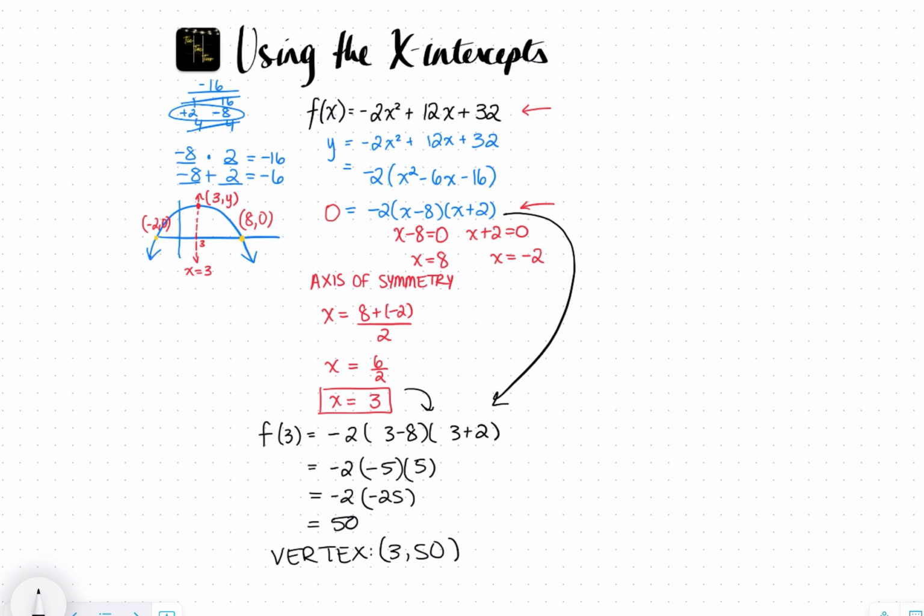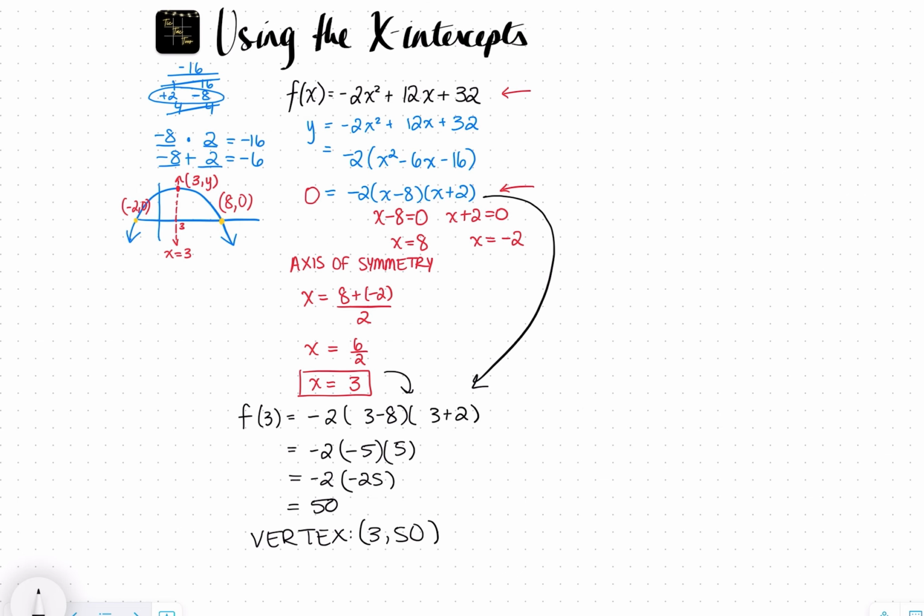In case you're curious about any other methods of finding the vertex given an equation for a quadratic function in standard form, you can also take a look at my other video, which discusses how to complete the square to find the vertex form of the equation.